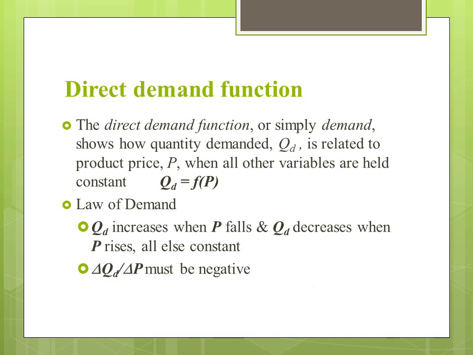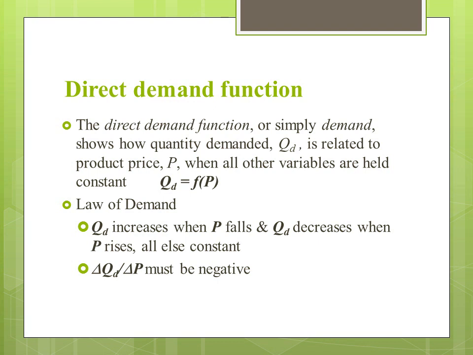Direct demand function. The direct demand function, or simply demand, shows how quantity demanded is related to product price when all other variables are held constant. As I said in the previous slide, the relationship between price and quantity demanded is negative, and we also call this the law of demand.